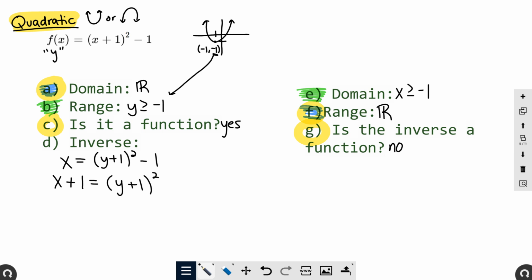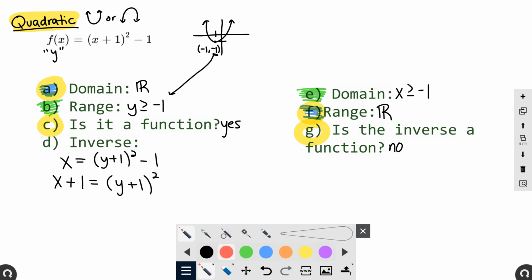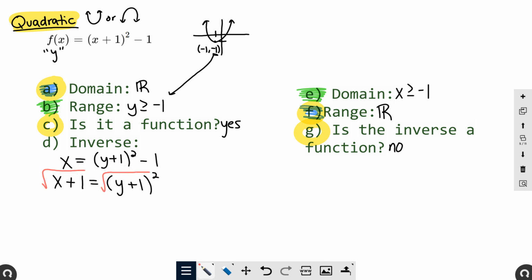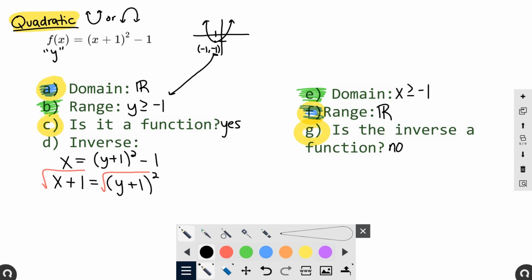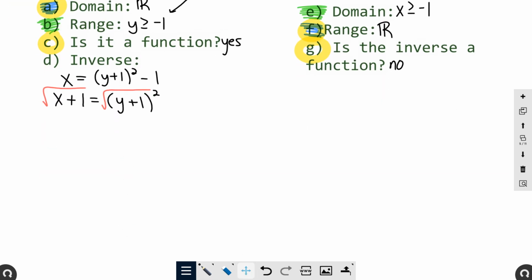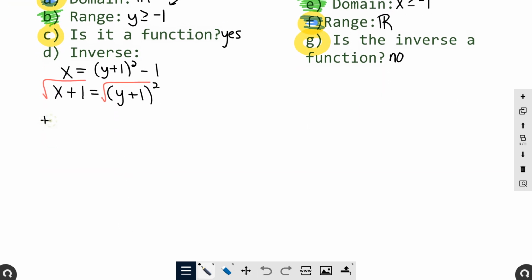Then what would you do? Square root. You're exactly right. We're going to square root both sides. Now, on our left side, anytime you take a square root, don't forget to put plus or minus at the beginning. And on the right side, it's just going to cancel out the squared, and the parentheses can go ahead and go away.